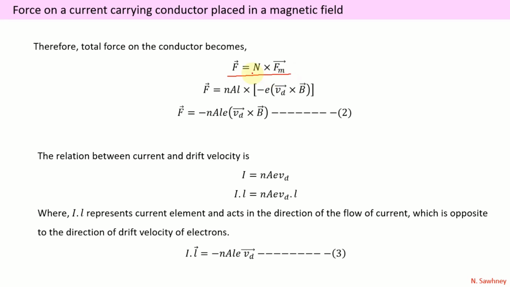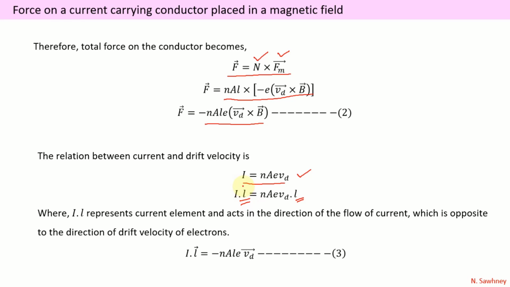So total force will become the total number of free electrons into the force on each electron. So it can be written like this. Rearranging the terms, we have obtained force as minus n A L e Vd cross B. Mark it as equation number 2. The relation between current and drift velocity is known to us from earlier chapters, that is, current is equal to n A e Vd. Let us multiply both sides of this equation by length L.